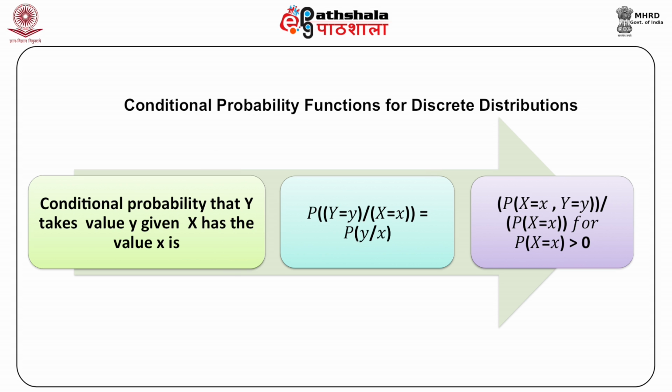Given two discrete random variables X and Y, the conditional probability that Y takes on the value of small y given that X has the value small x is P(Y = y | X = x), which is equal to P(y|x), which is equal to P(X = x, Y = y) divided by P(X = x), for P(X = x) greater than 0.